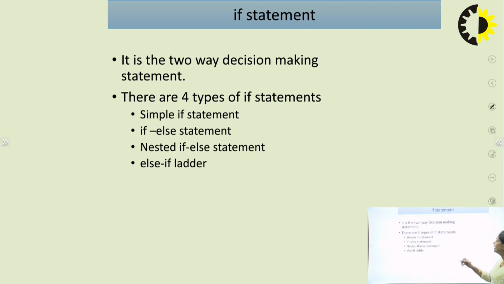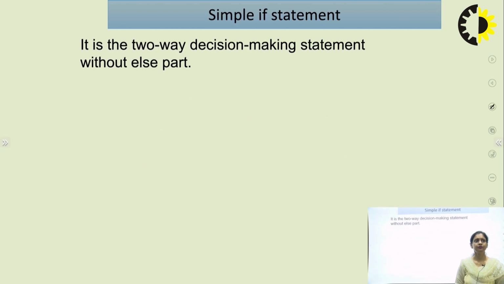Now, there are four different types of if statements. The first one is simple if, where the presence of else is not there. Only if the condition is true, the set of instructions will be executed. Otherwise, nothing. If else, where we have a set of instructions for the if as well as a set of instructions for the else. Nested if else, wherein we have multiple if else conditions, an if within an if. Else if ladder, where we have if else if blocks. So we'll be studying each of them in detail.